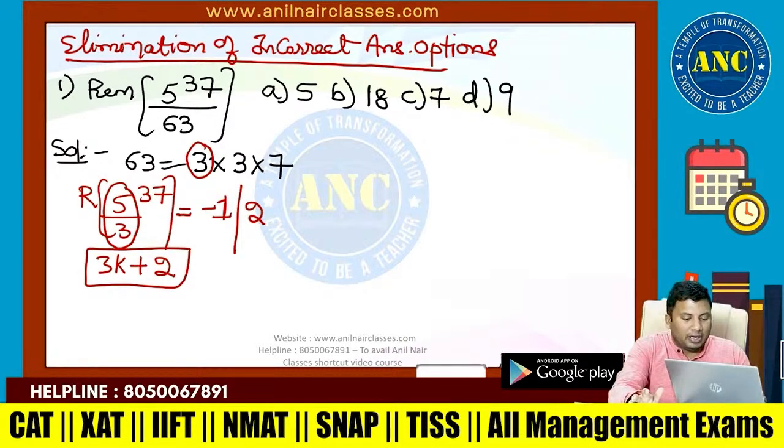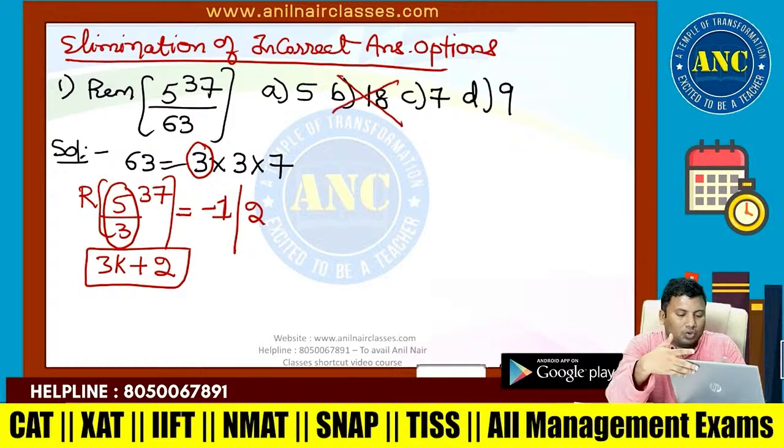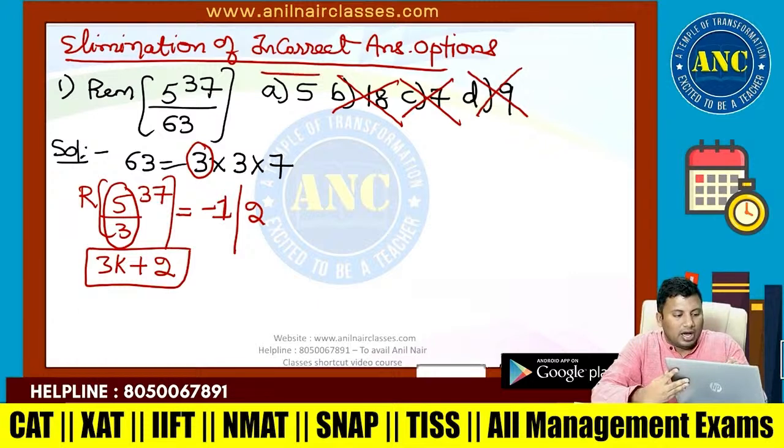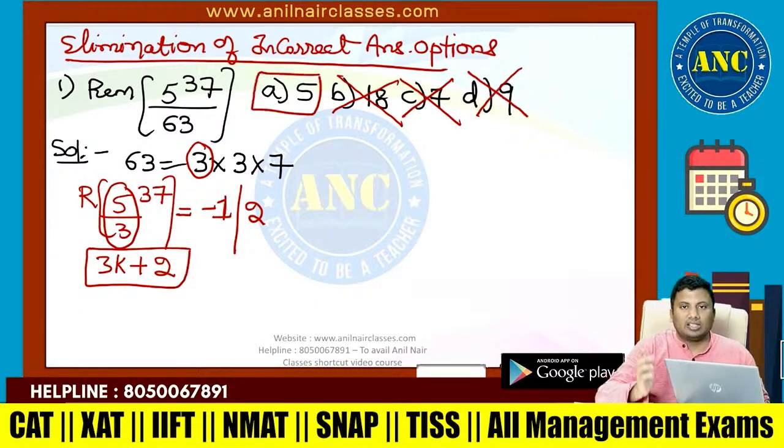When divided by 3, it gives a remainder 2. 3 sixes are 18. 3 twos are 6 plus 1. 3 threes are 9. So the answer for this question is 5. What happens if more than one answer option is of the form 3k plus 2? That is my next slide.